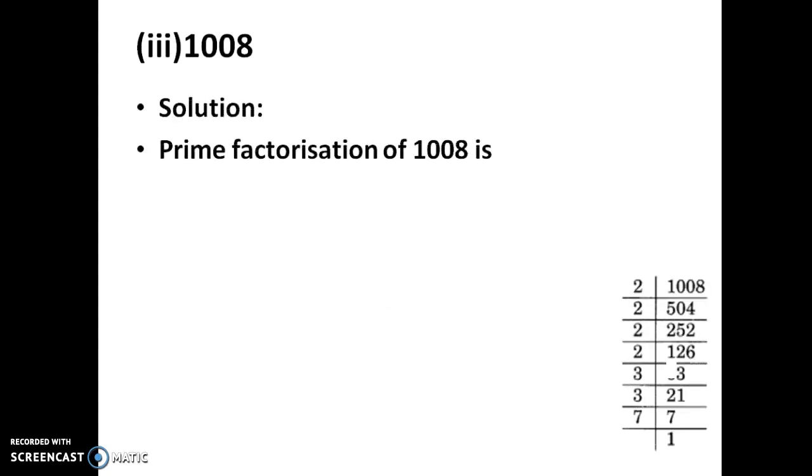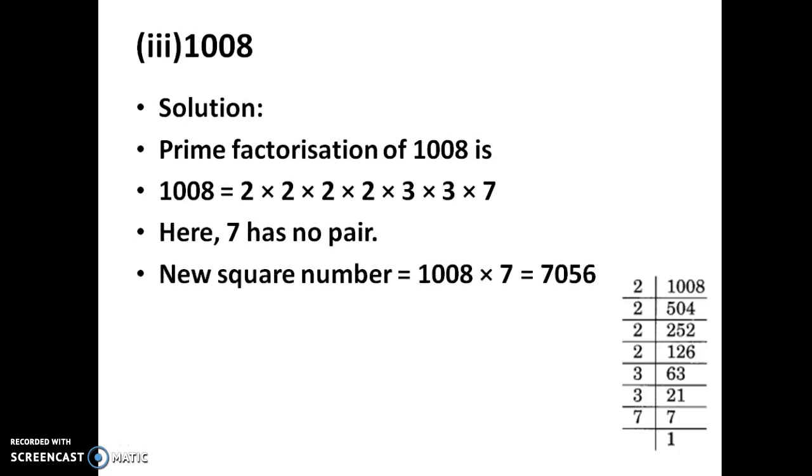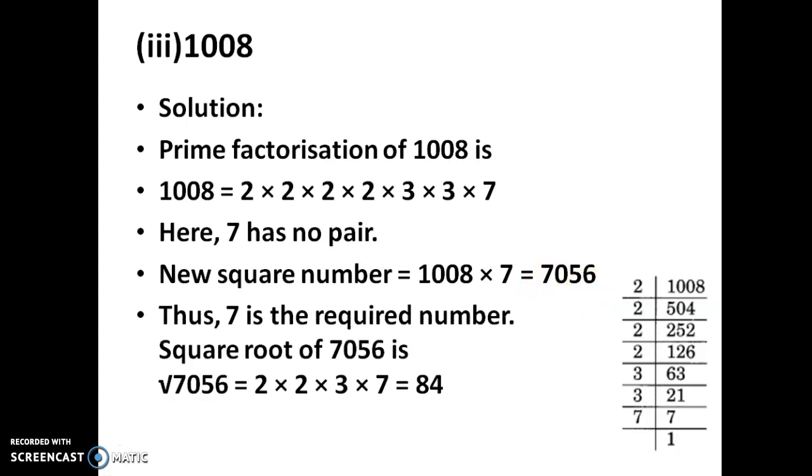Same way, you have to do the prime factorizing, then make pairs. You see that 7 is not having any pair. So this number has to be multiplied with 7 to get a perfect square. When you multiply, you get 7056. So this is the perfect square. Find the root of this number, 7056. If you do it, you will get 84 as the answer.